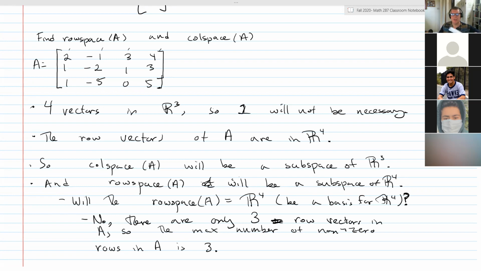Did you say the REF or the RREF? In fact, when we're finding the row space and the column space, we're only going to need the REF, the row echelon form. Got it. Okay.